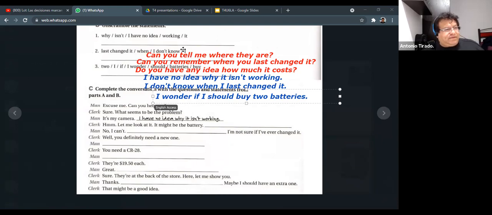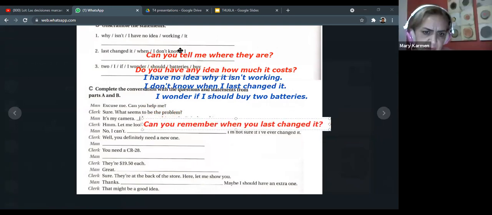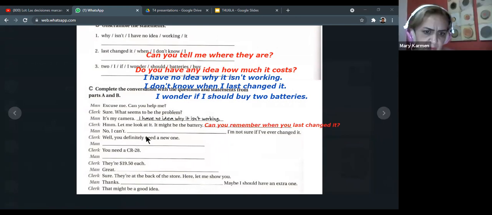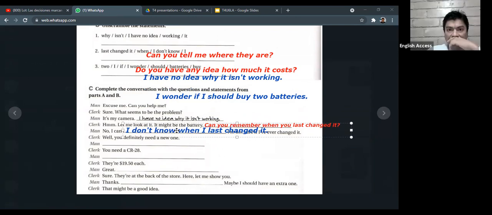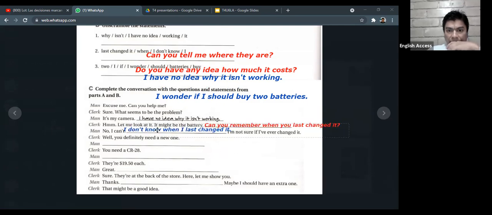It might be the battery. Can you remember when you last changed it? Okay. Right there? Yes. A little smaller. There. Can you remember when you last changed it? No, I can't. I don't know when I last changed it. Very good. There. Next.